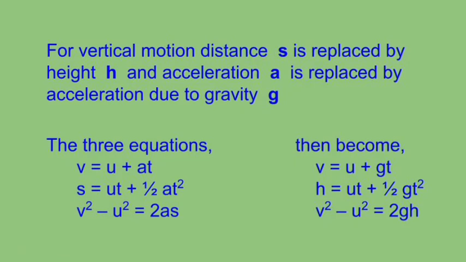When we consider these equations for vertical motion, the distance s is replaced by height h and acceleration a is replaced by acceleration due to gravity g. The three equations, v is equal to u plus at, s is equal to ut plus half at square, and v square minus u square is equal to 2as, then become v is equal to u plus gt, h is equal to ut plus half gt square, and v square minus u square is equal to 2gh.